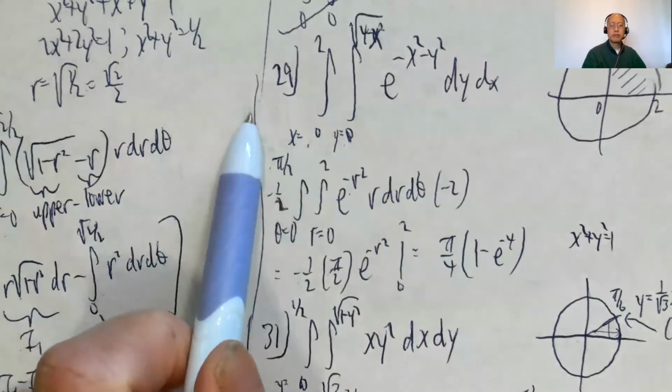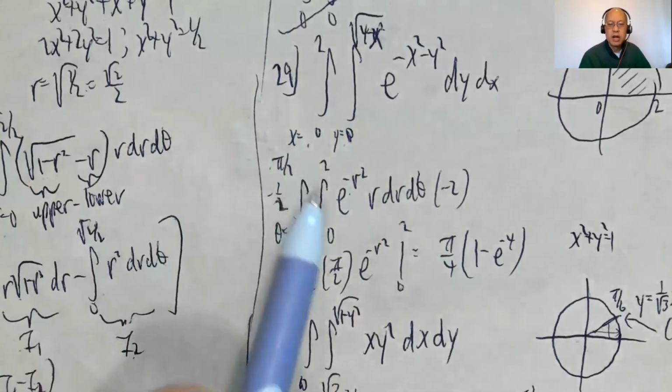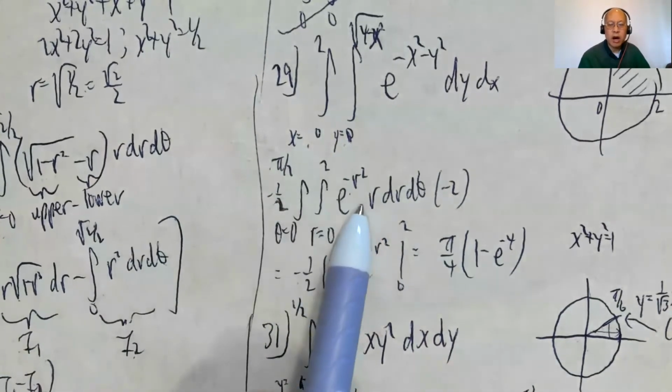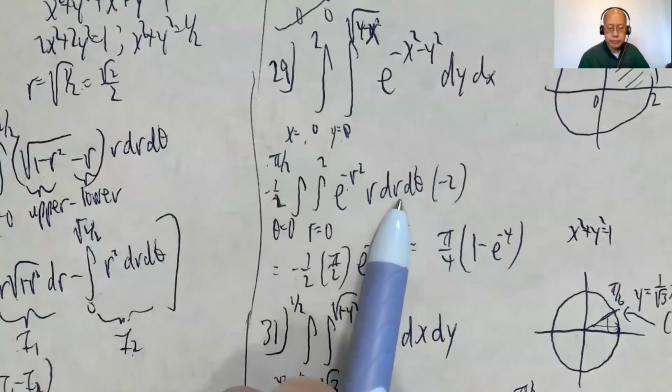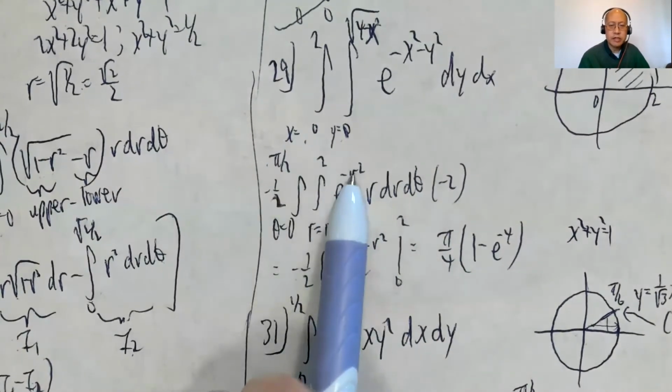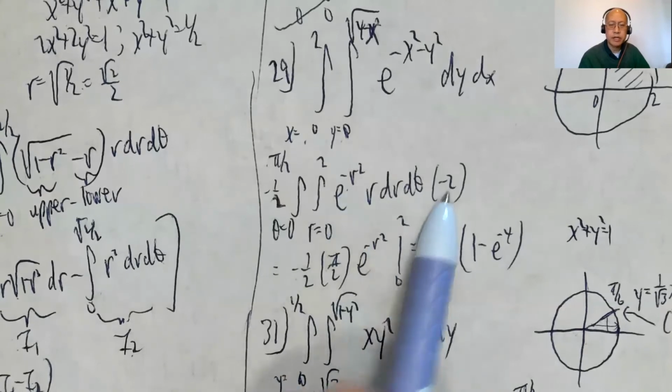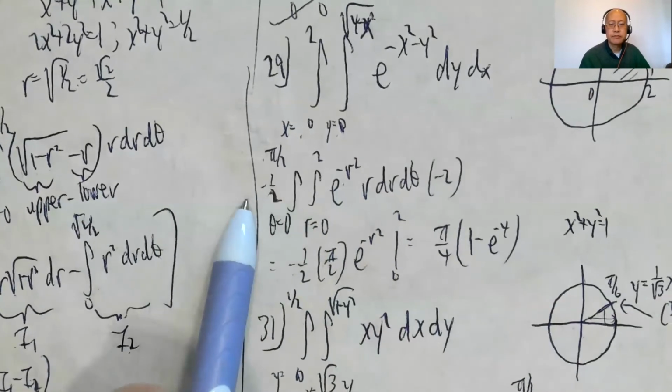So theta goes from 0 to pi over 2. R goes from 0 to 2. Of e to the negative r squared, r dr d theta. The derivative of negative r squared is negative 2r. So multiplied by negative 2 inside, negative half outside.